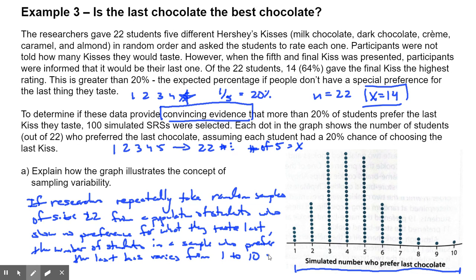So that's a lot to write down for that little bit, okay? But again, that first part is very important. Repeatedly take random samples of size 22 from a population where there's no preference. Your number of students in a sample would vary from 1 to 10, picking the last chocolate.